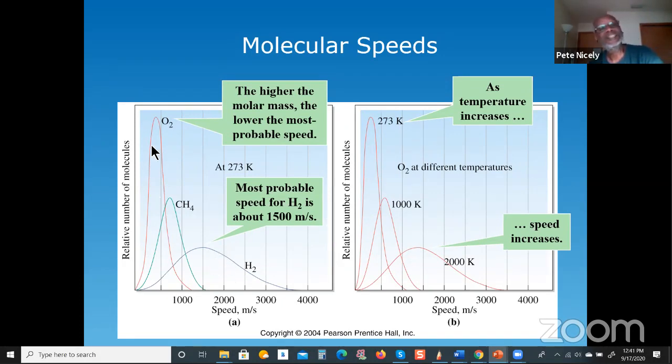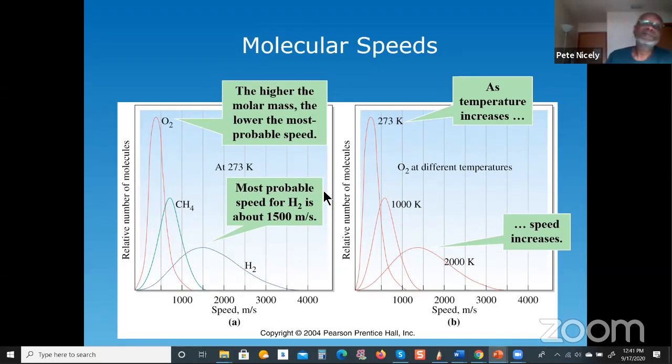So therefore, this falls in line with what we would have predicted from the equation I showed you. Basically, as the molar mass decreases, the root mean squared speed of the molecules increases at the same temperature, which in this case is 273.